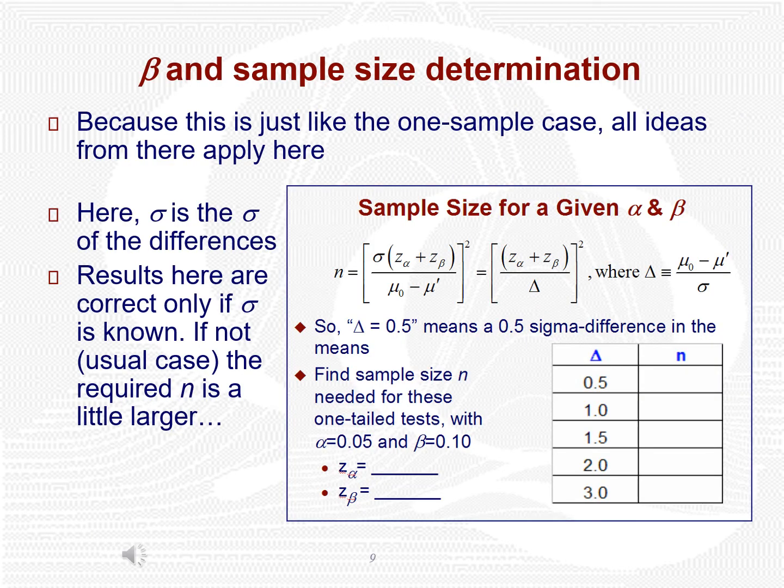Because this is just like the one-sample case, all the same ideas apply. But here the sigma is the standard deviation of the differences. The results are completely correct only if sigma is known. If not, as is usually the situation, the required n is a little larger.